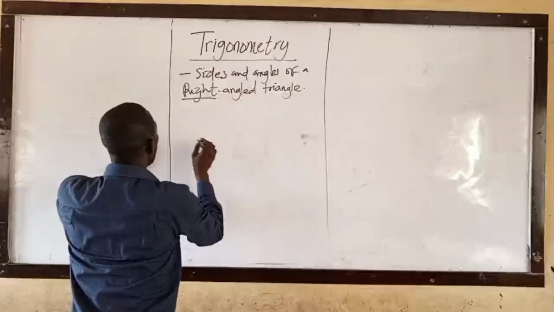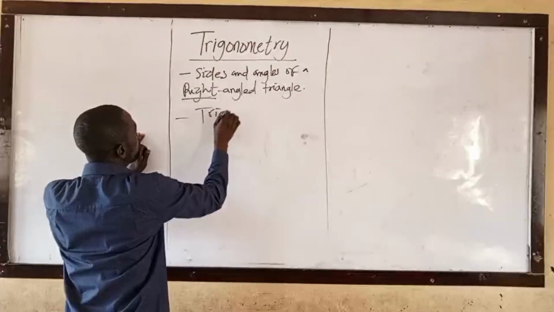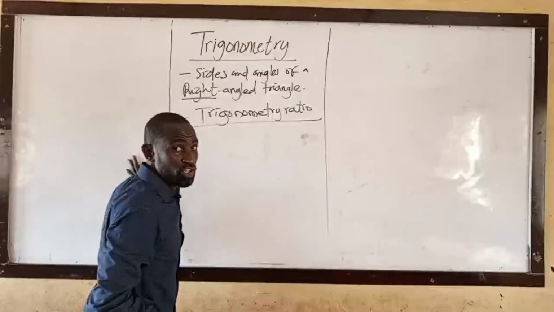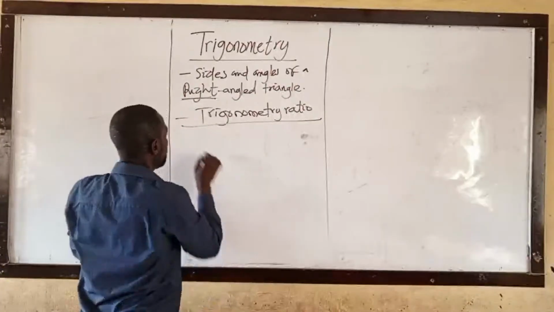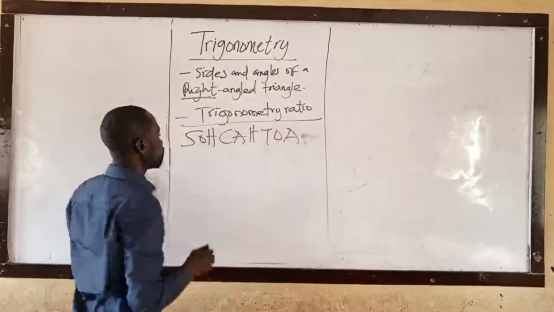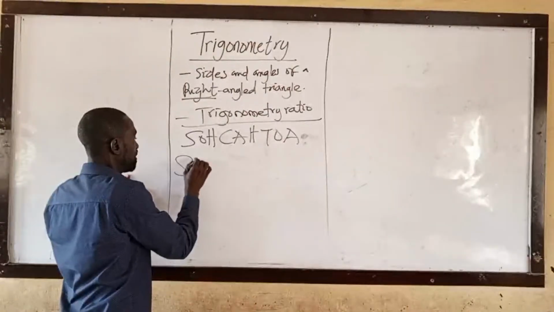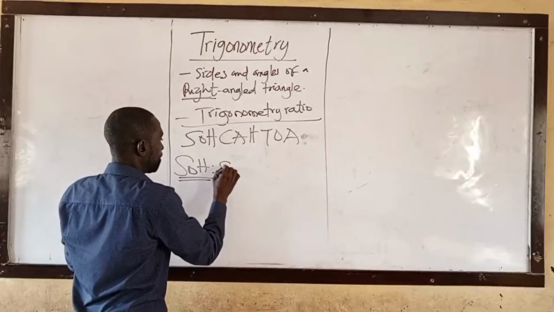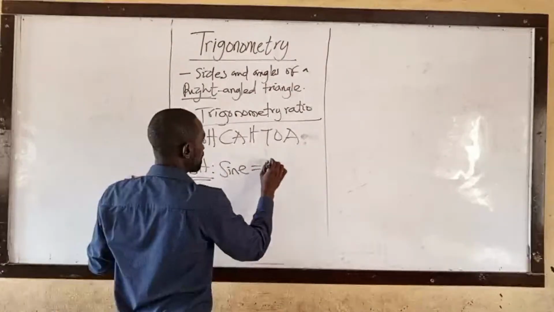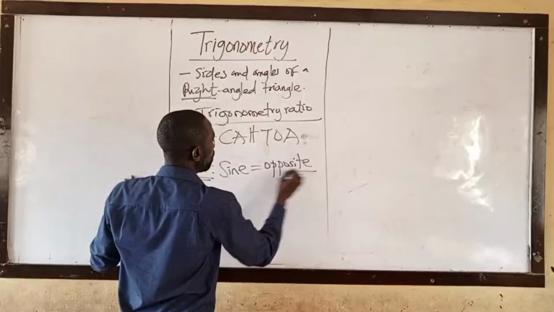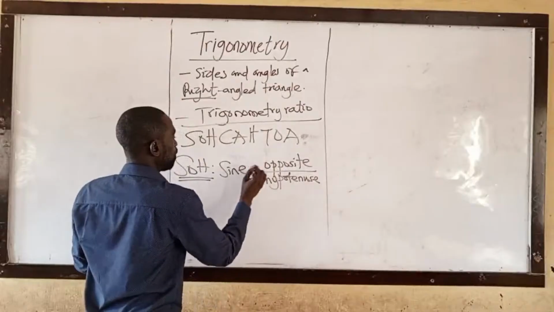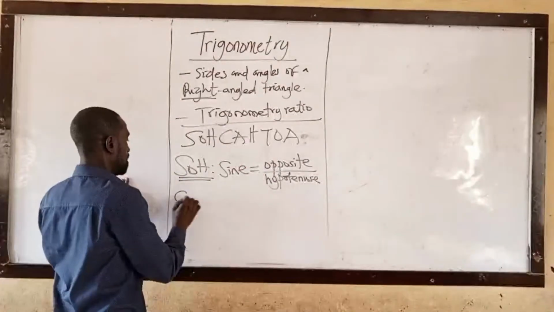So here, we must know what we call the trigonometry ratios. We use the acronym SOH-CAH-TOA. So what does SOH mean? Sine is equal to opposite all over hypotenuse. So here we have opposite. If I'm too fast, let me know, please. All over hypotenuse. That is for SOH.